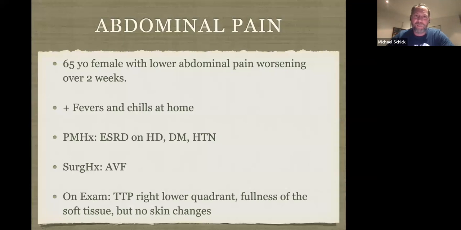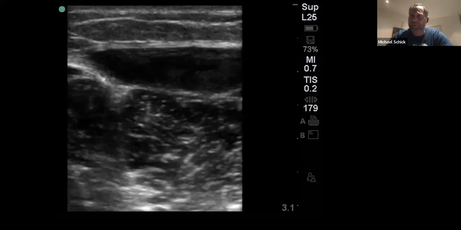This is a 65-year-old female with lower abdominal pain that worsened over 2 weeks, and fever and chills at home. They have a lot of medical problems, which include end-stage renal disease, and they're on hemodialysis. That's what those letters mean. Diabetes and hypertension. They have an AV fistula, and they have tenderness in the right lower quadrant of the abdomen.